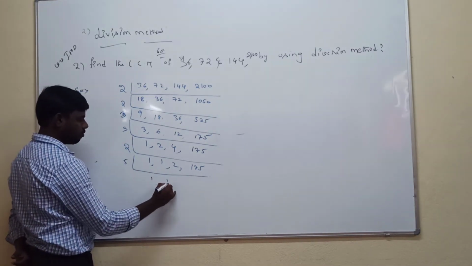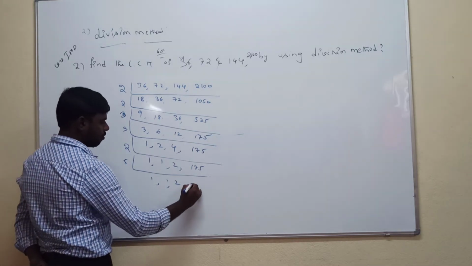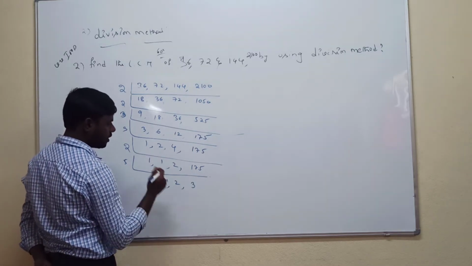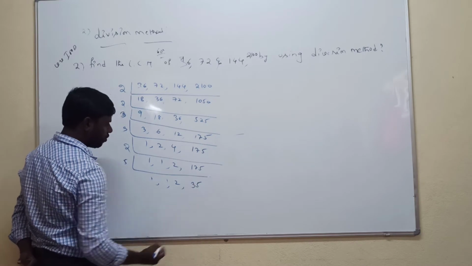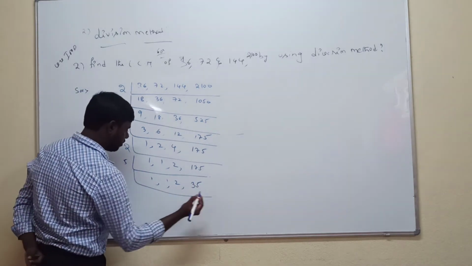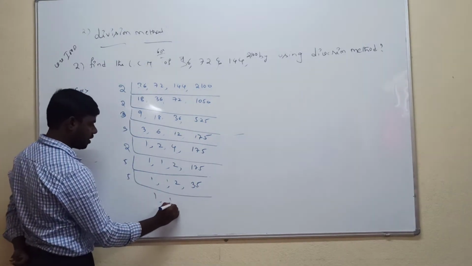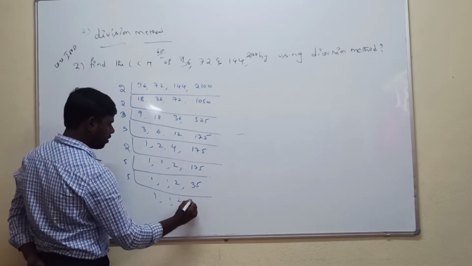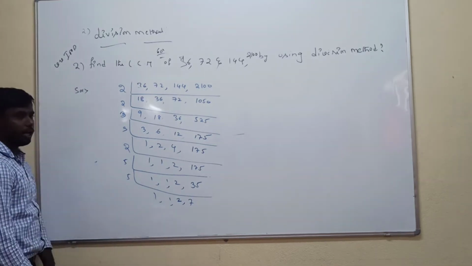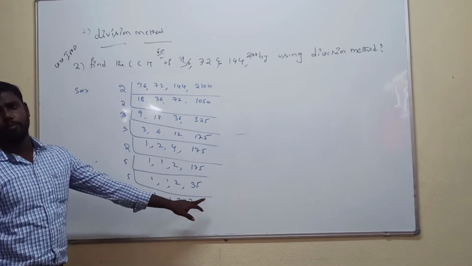So 1 2 is not used by 5. 5 3s are 15. 25 is there. 5 5s are 25. The next you can take 5 only. So 1, 2 as it is. Here 20. Remainder is 1 or prime number.